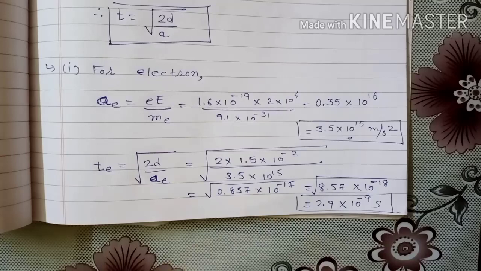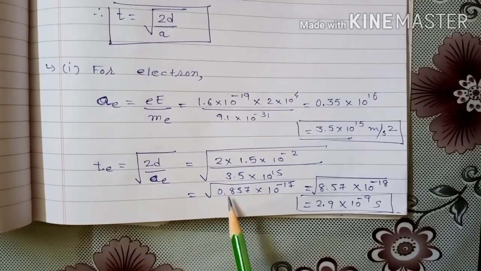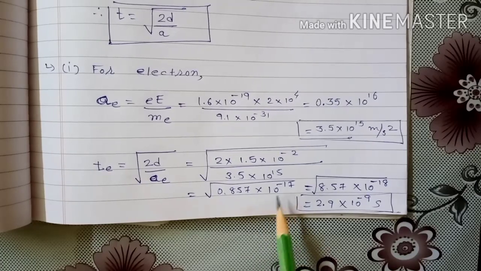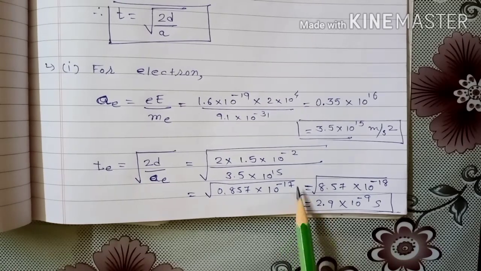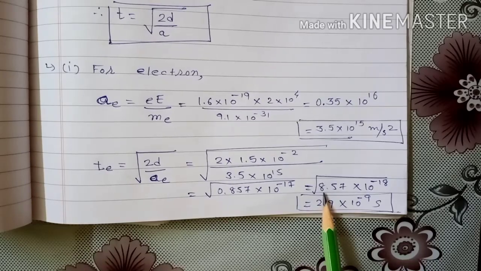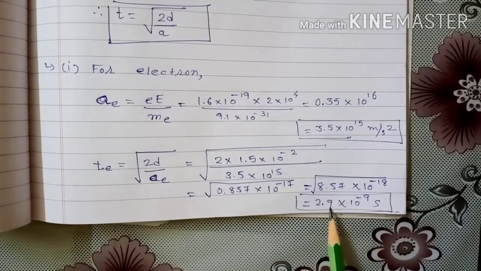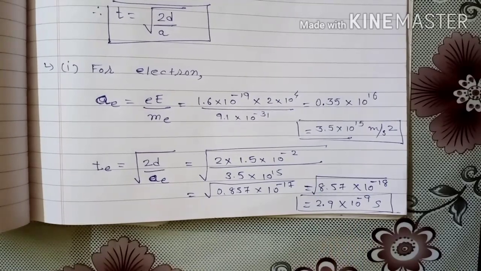upon 3.5 into 10 raised to 15. If we solve, then we will get 0.857 into 10 raised to minus 17. Here we can't take the square root of 10 raised to minus 17, so we have to convert the power into an even number. So it can be written as under root 8.57 into 10 raised to minus 18. If we take the square root of 8.57, it comes out to be 2.9, and the square root of 10 raised to minus 18 is 10 raised to minus 9 second.